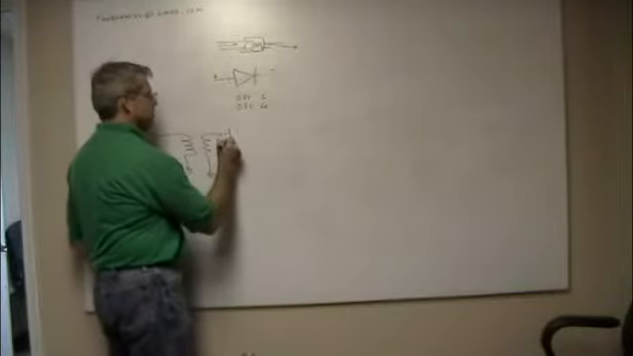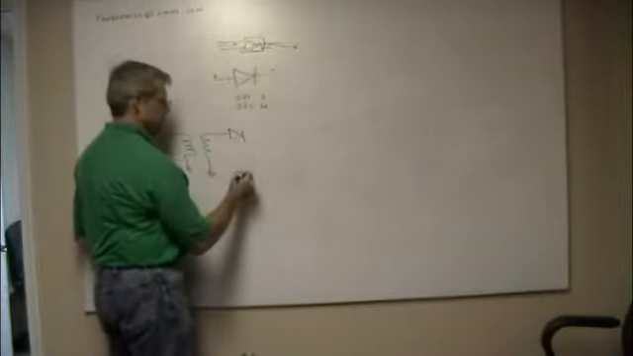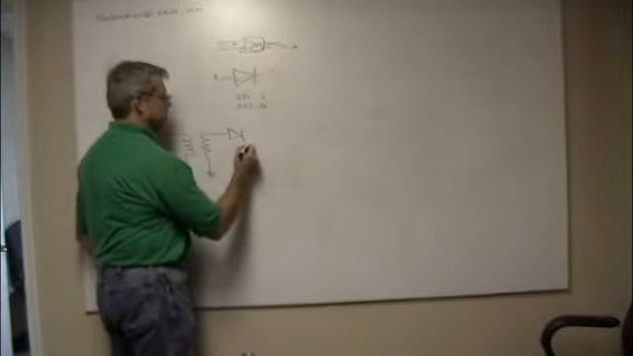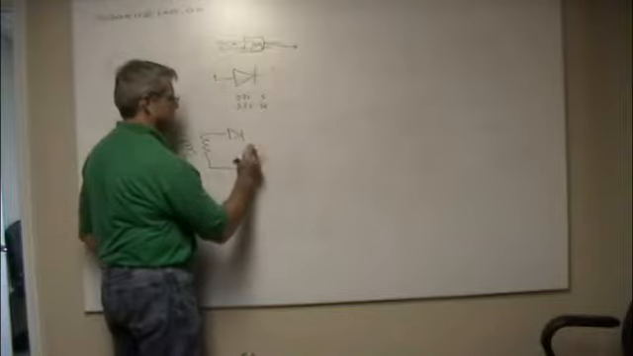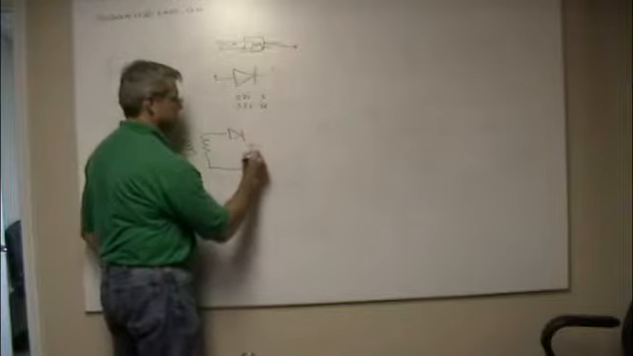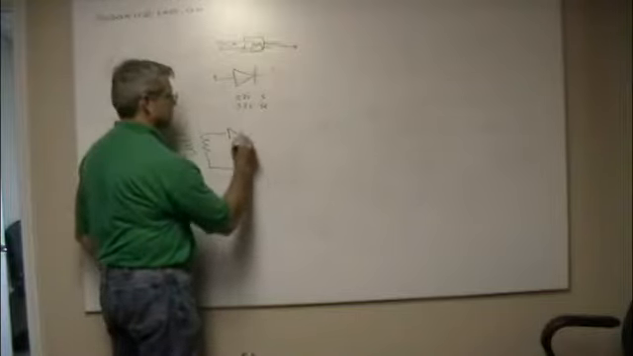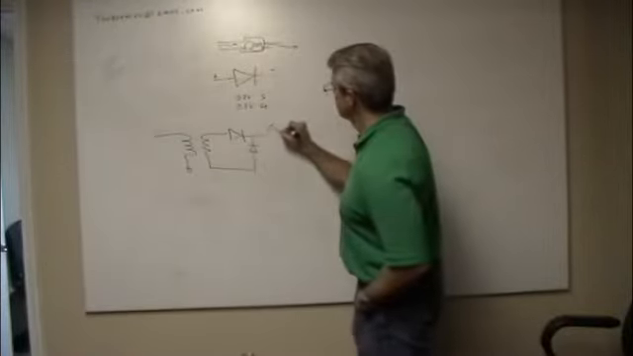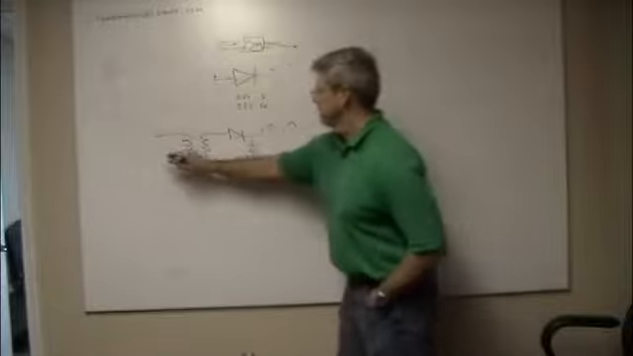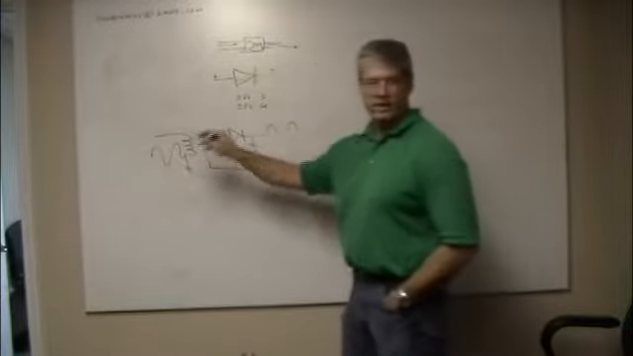I can do a diode there, and I can do a diode here. So that first one was called a half-wave rectifier because it does this. You get half of your wave.